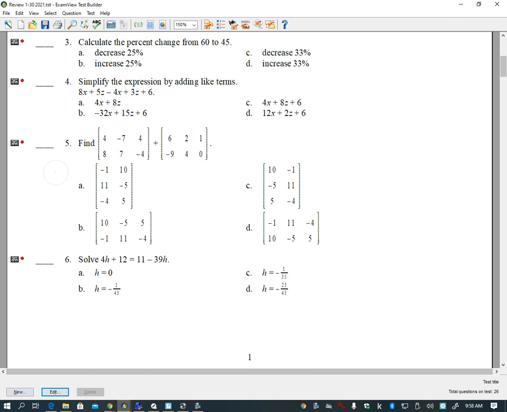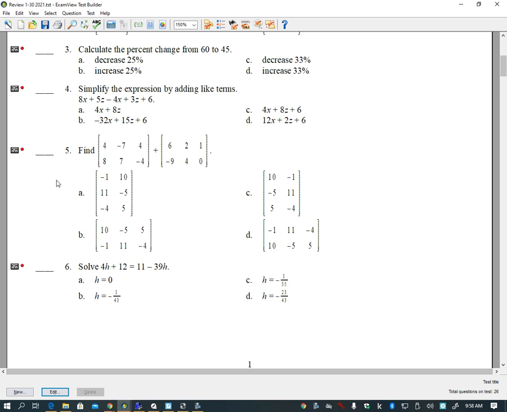All right. Question number 3. Calculate the percent change from 60 to 45. What is our formula for this question? New minus original over original. What is the original number? Okay, so that's the first challenge, all right? The original number is always the first number, okay?